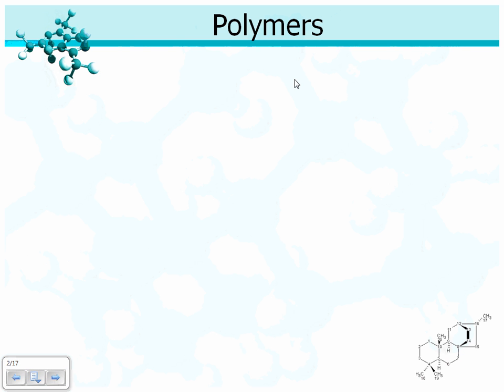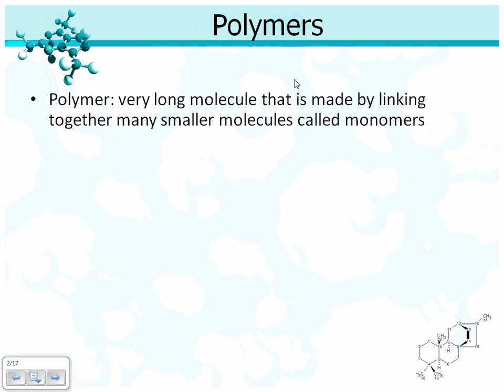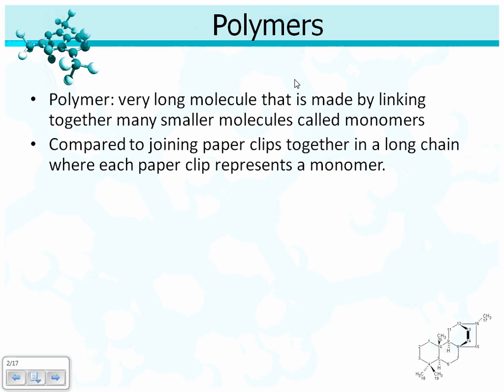What is your definition of a polymer? A polymer is a very long molecule that is made by linking together many smaller molecules called monomers. You can visualize joining paper clips together in a long chain, where each paper clip represents a monomer.